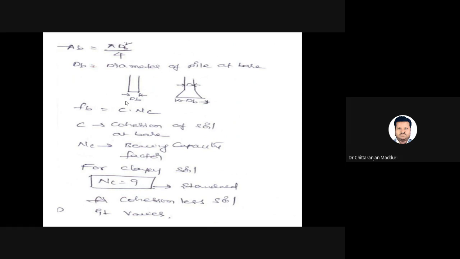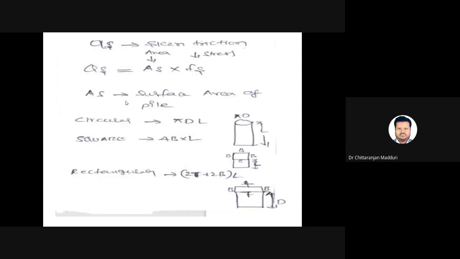For cohesionless soils only, it varies. For sandy soils, Nc is not constant. Nc may vary; sometimes it may be 8, sometimes 12, sometimes 20, like that. It varies depending upon the type of cohesionless soil. But for clay soils, it is a standard value, Nc is equal to 9.